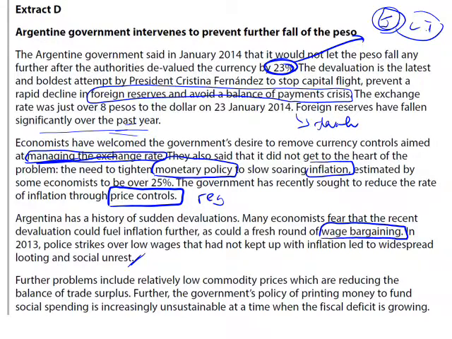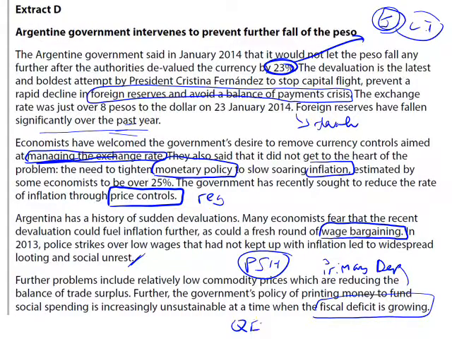Further problems include relatively low commodity prices, which are reducing the balance of trade surplus. So we've got a primary dependency argument there linked into the Prebisch-Singer hypothesis. Further, the government's policy of printing money to fund social spending is increasingly unsustainable at a time when the fiscal deficit is growing. So we actually have examples of printing money or quantitative easing increasing the supply of money, and that potentially being one of the causes of inflation. So when judging again how significant inflation is, the cause of inflation is one key way to do that.